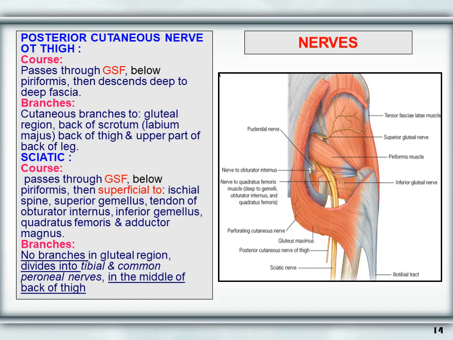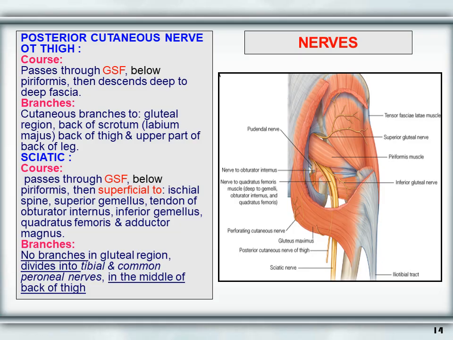The posterior cutaneous nerve of the thigh passes through the greater sciatic foramen below the piriformis, descending deep to the deep fascia. Its cutaneous branches go to the gluteal region, the back of the thigh and the upper part of the back of the leg.